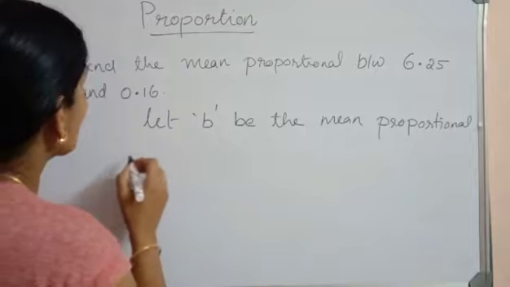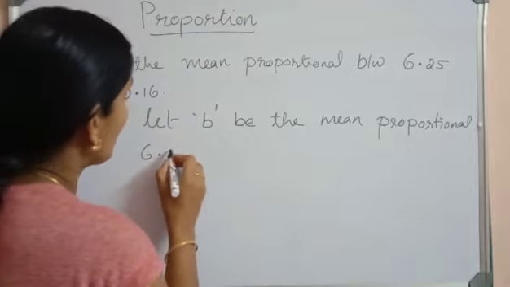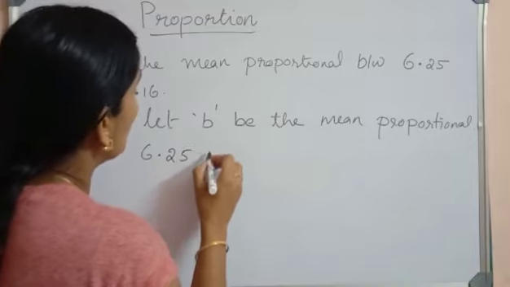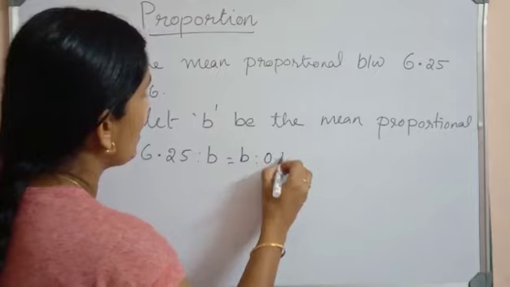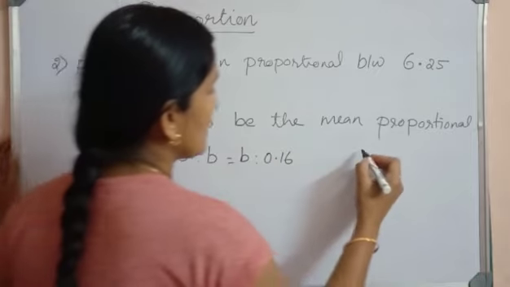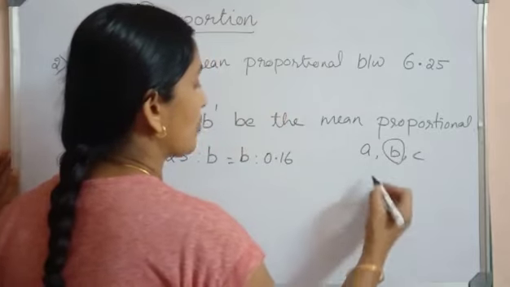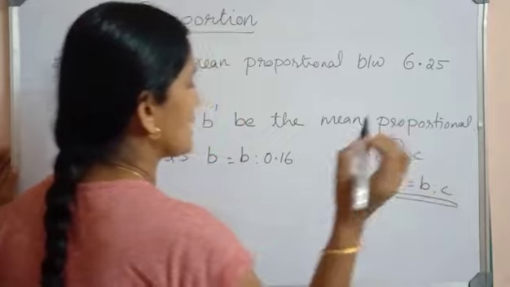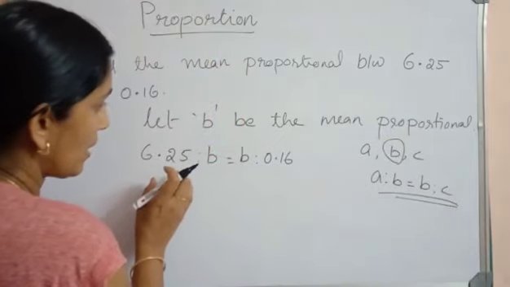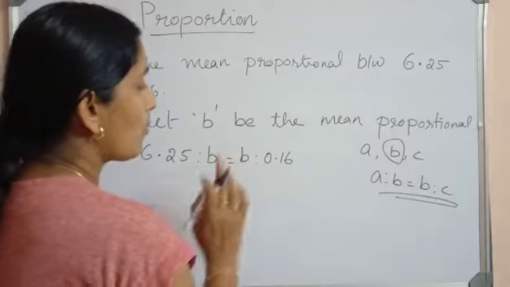So we can write this as 6.25 is to B is equal to 0.16. See, we have seen if A, B, C are the three terms, if B is the mean proportional, then A is to B is equal to B is to C. This already we have seen. So we can write the same thing here as well: 6.25 is to B is equal to B is to 0.16.